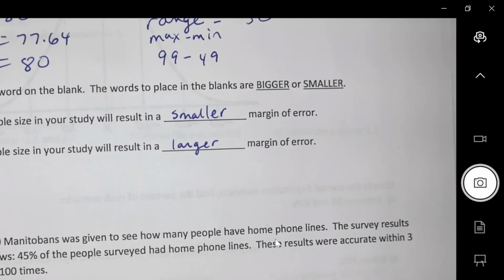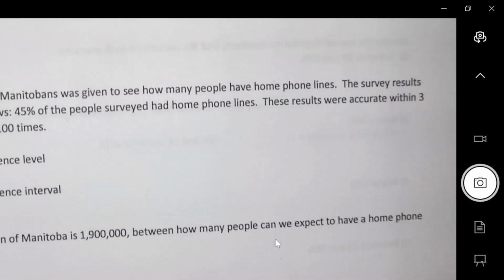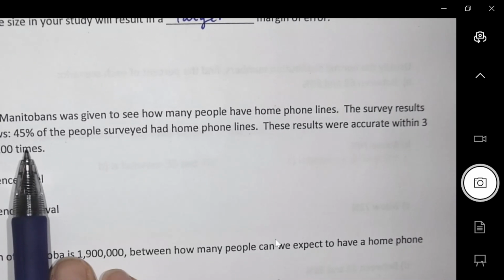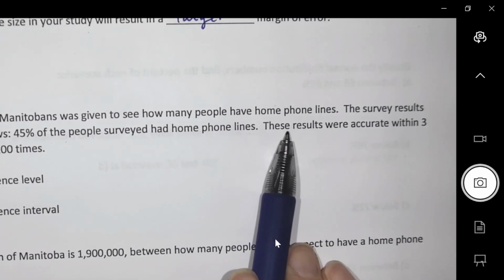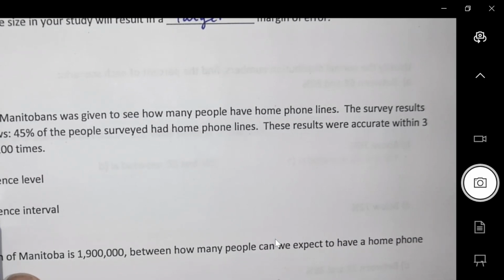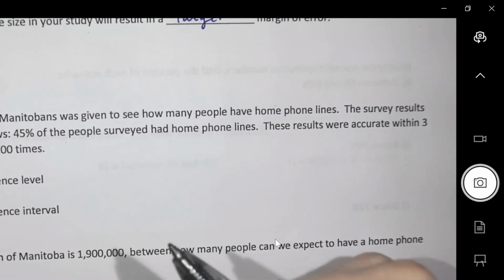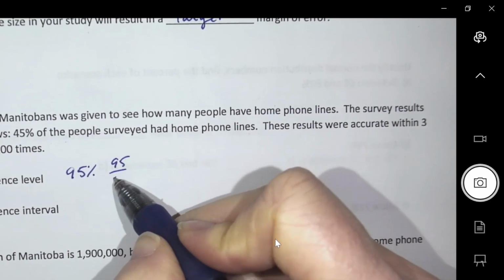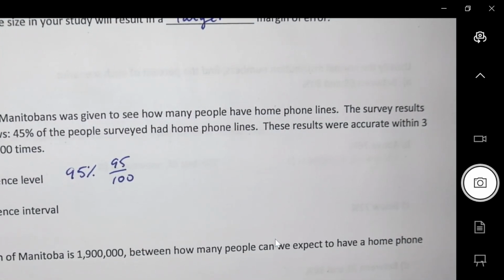A survey of 2,500 Manitobans is given to see how many people have home phone lines. The survey results were given as follows. 45% of people surveyed had home phone lines. These results were accurate within 3%, 95 times out of 100. What's the confidence level? How confident in this study are you? Pretty confident. Exactly how confident? 95% confident, or 95 out of 100. That's how confident you are in your study.